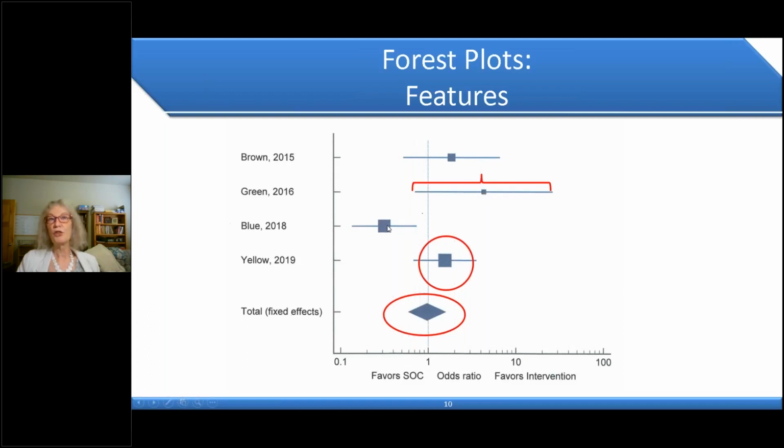So bigger boxes mean more subjects or more participants are in the study. And the next thing at the bottom there is to look at this diamond effect. The diamond represents the pooled effect, whereas the squares just represent the individual studies. The other part about the diamond effect is its position. The center of the diamond in this particular example is just slightly left of 1, meaning in this particular, and it's a fictitious example, there's not likely to be much of an effect.